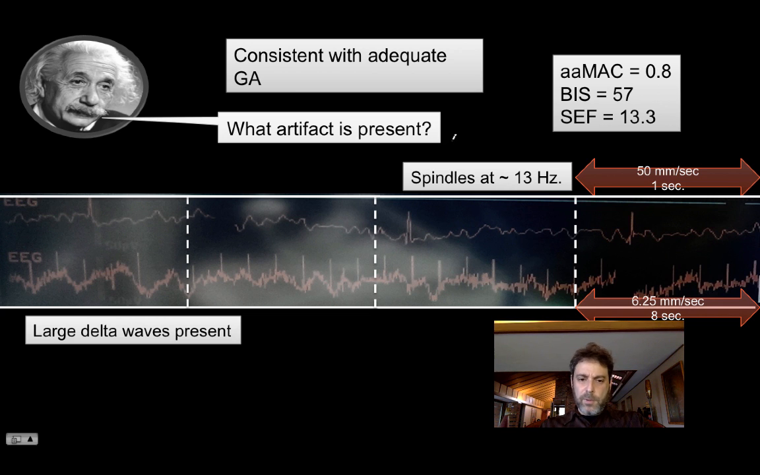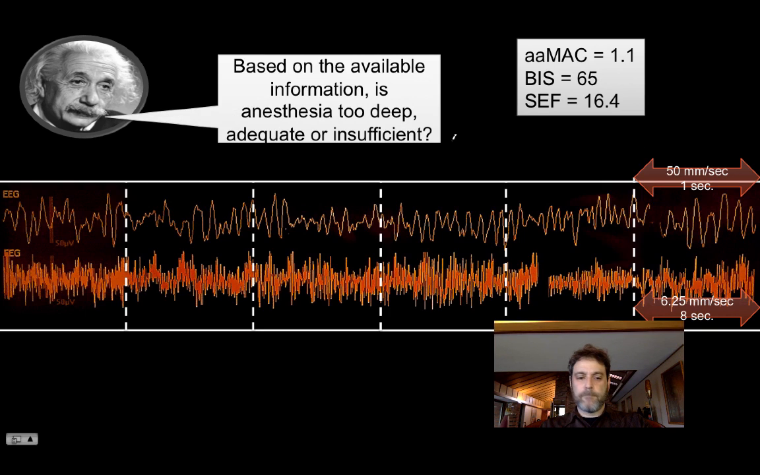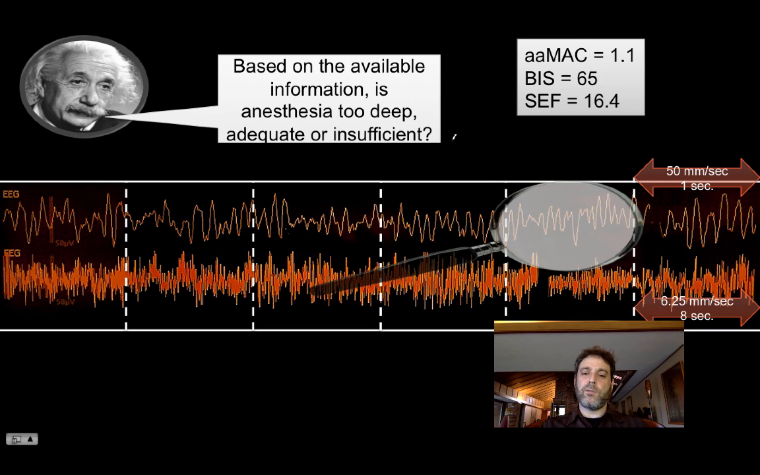This is an example similar to the one I showed previously. What artifact is present? And there you can see the ECG artifact in the EEG. Okay, so based on the available information here, we're at 1.1 Mach. Is anesthesia too deep, adequate, or insufficient?